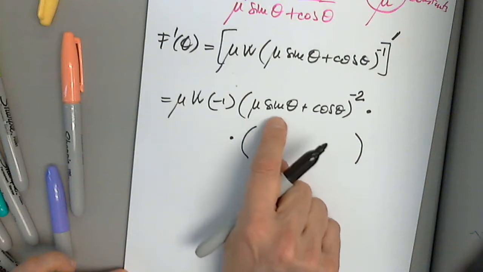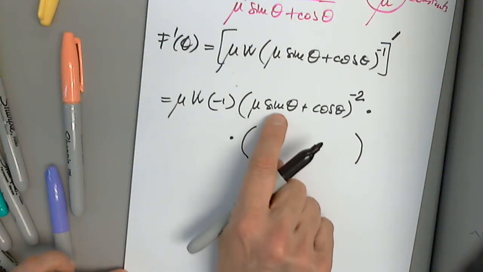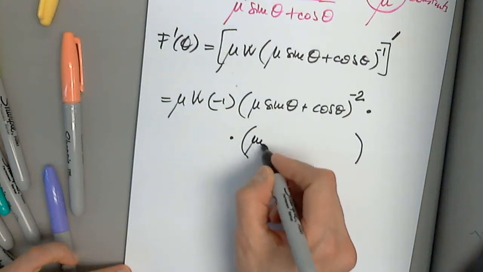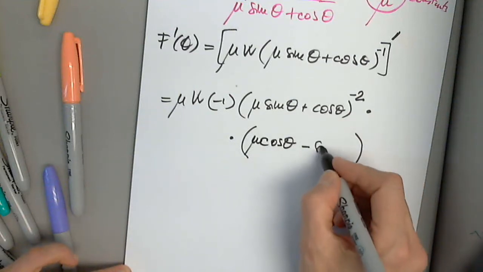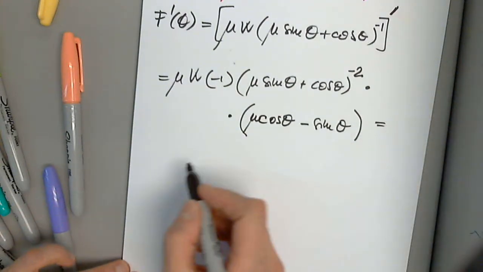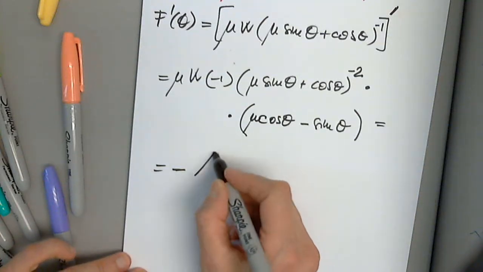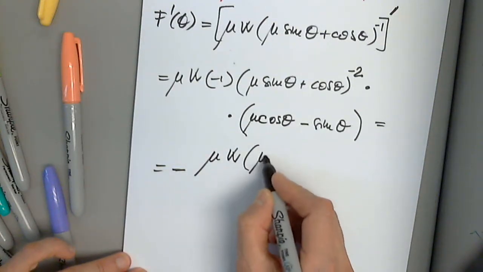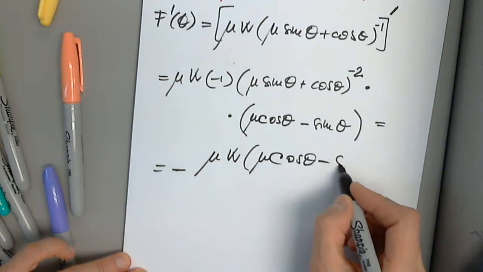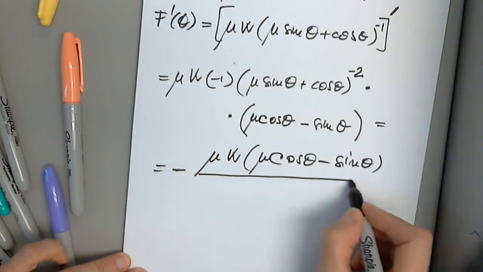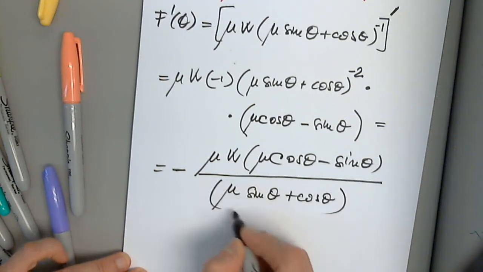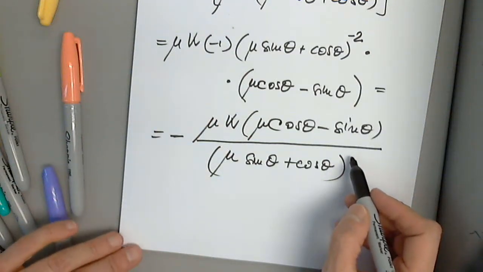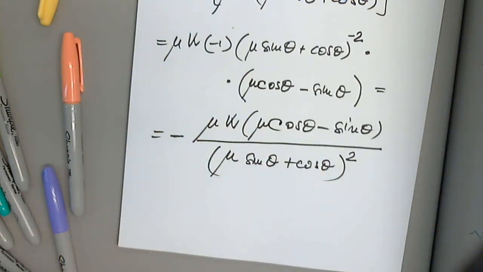The first piece is not a product. This is a constant times sine. So it's mu times cosine theta minus sine theta. That's it. That's all we need. So this is minus in front. It's mu W, in parentheses, mu cosine theta minus sine theta, everything divided by mu sine theta plus cosine theta raised to which power? Excellent, well done.